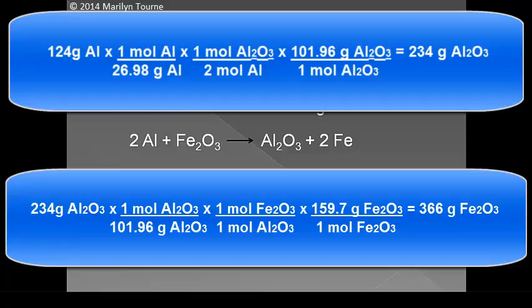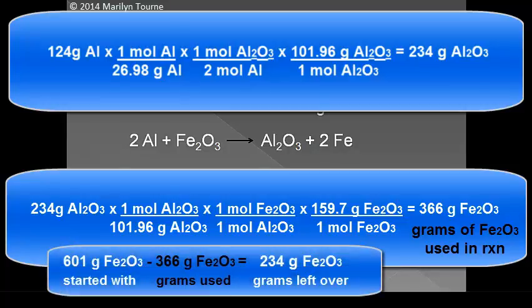So again, you start with 234 grams of aluminum oxide, you use the molar mass to get 2 moles of aluminum oxide, then you use the mole-to-mole ratio to get to iron(III) oxide. Then you use the molar mass of iron(III) oxide, which is 159.7 grams, to get to how many grams were actually used of that excess reagent. It was 366.988 grams. But that's not your answer because you started with 601 grams.